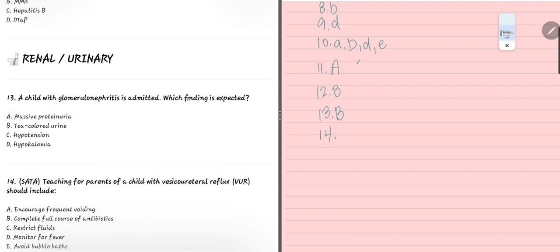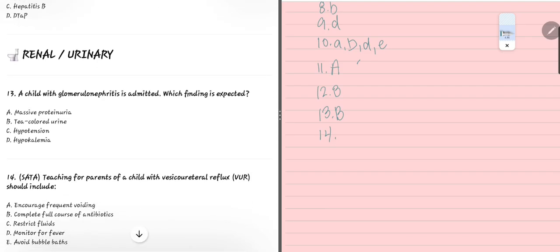14. Select all that apply. Teaching for parents of a child with vesicoureteral reflux should include: A. Encourage frequent voiding. B. Complete full course of antibiotics. C. Restrict fluids. D. Monitor for fever. E. Avoid bubble baths.